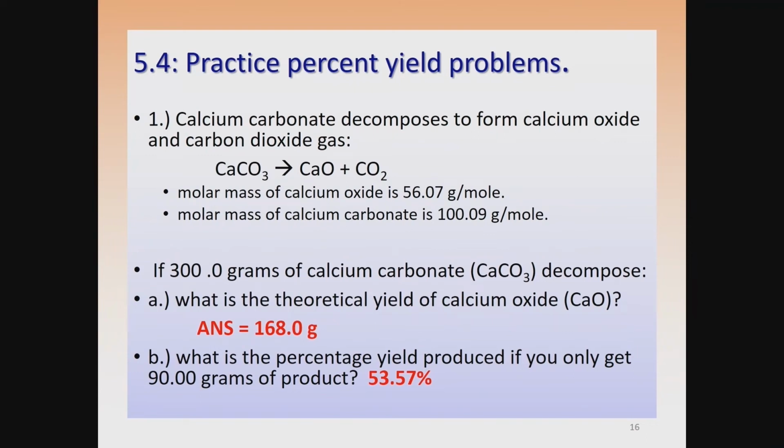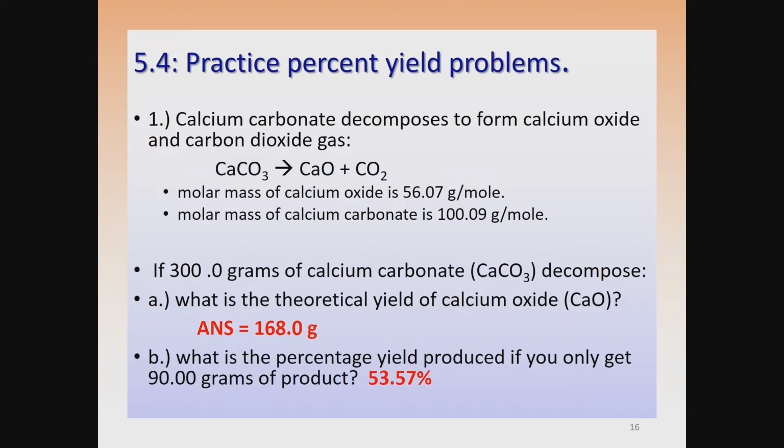So this is a really good example of a problem dealing with theoretical yields and actual yields. The problem is calcium carbonate decomposes to form calcium oxide and carbon dioxide gas. And you're given the reaction there, and you're also given some molar masses. Then it says if 300 grams of calcium carbonate decompose, what is the theoretical yield of calcium oxide? And then what is the percentage yield produced if you only get 90 grams of product?